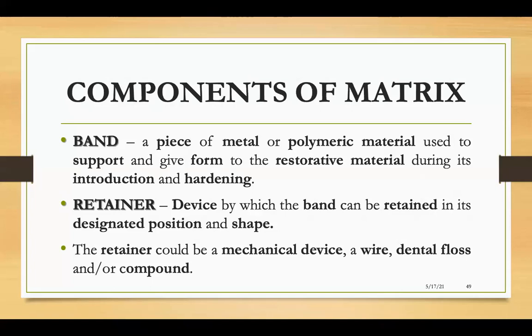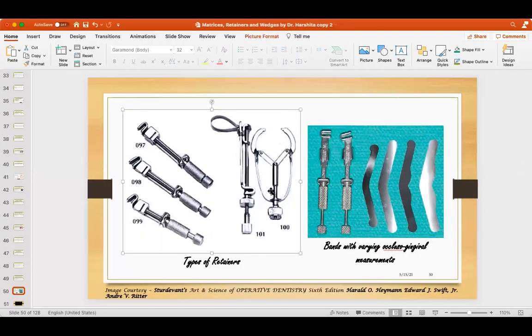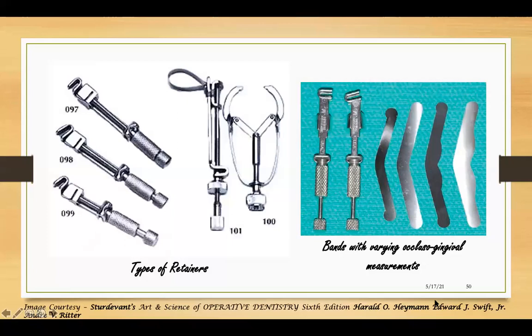A retainer is a device by which the band can be retained in its designated position and shape. The retainer could be a mechanical device, a wire, dental floss, or an impression compound. These are the types of retainers you will come across as you move to your final year. You can see one is a straight retainer, there is a little curved kind of retainer also, then there is an ivory retainer. The third image is the ivory one. We will show you these in your spotter exams and ask you to identify which one is what.